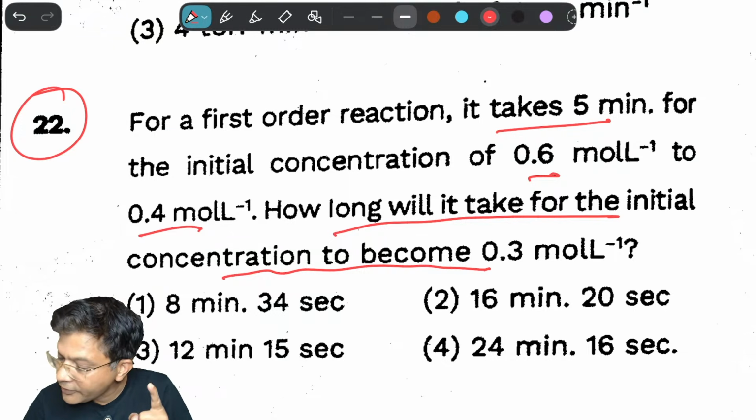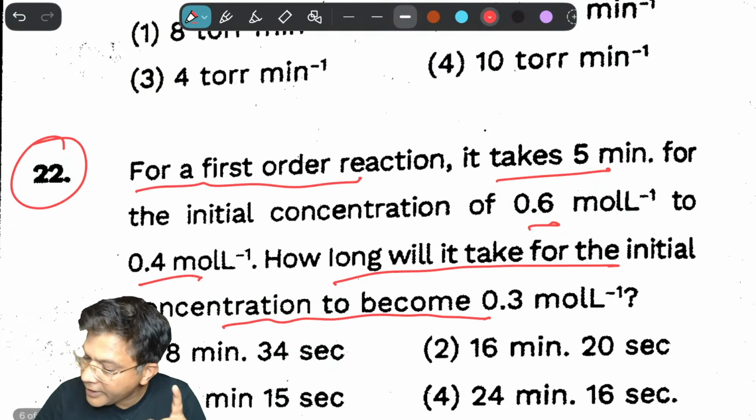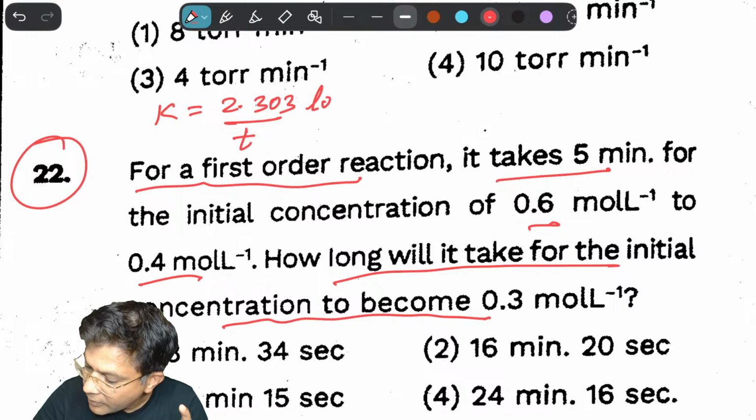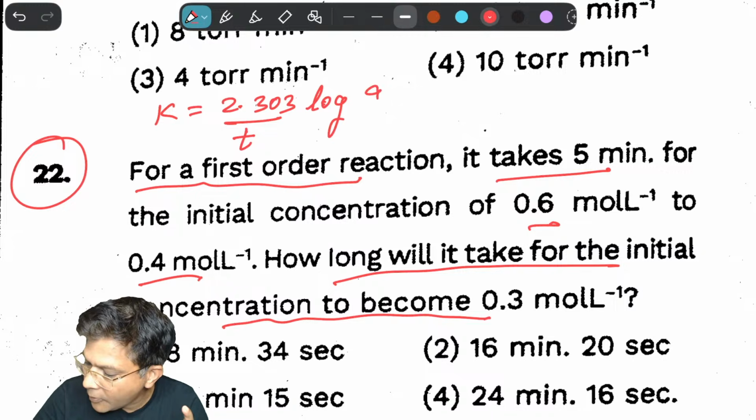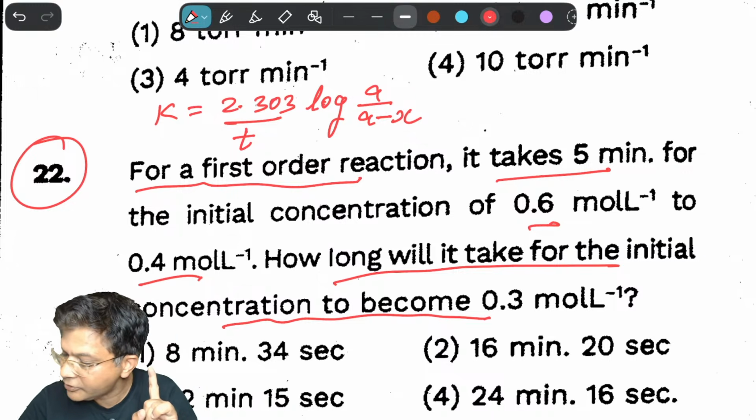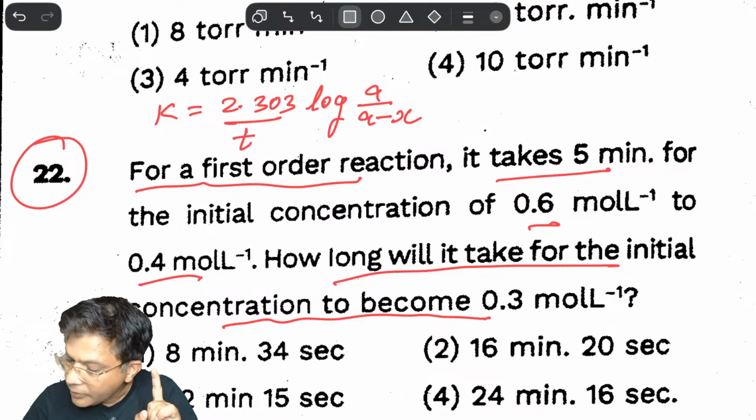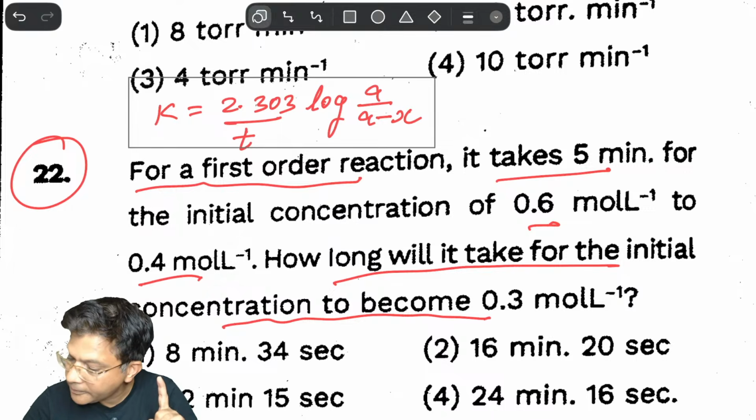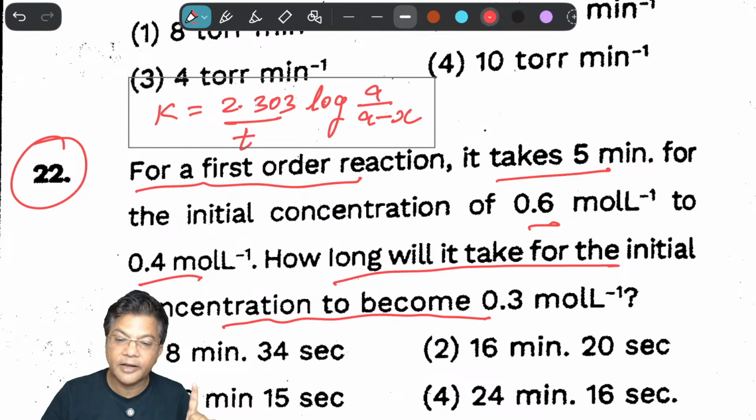22. For a first order reaction, we know that K is equal to 2.303 upon t log of a upon a minus x, initial concentration upon left concentration. Everyone knows this. Now how to apply it over here? So let's see, is there anyone who has solved it?